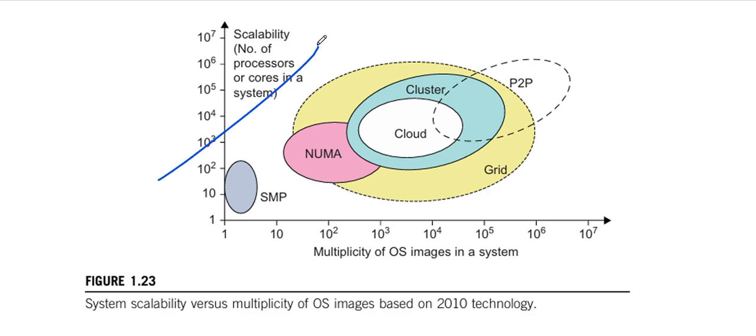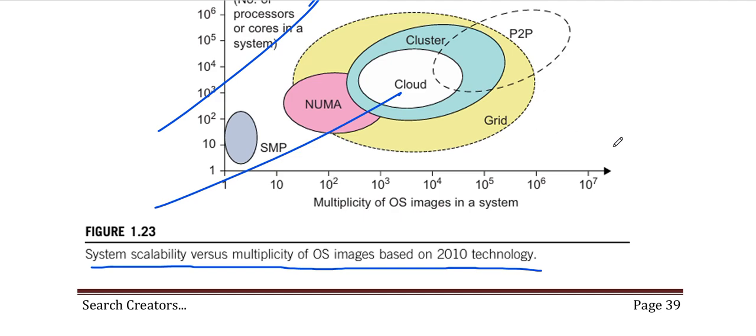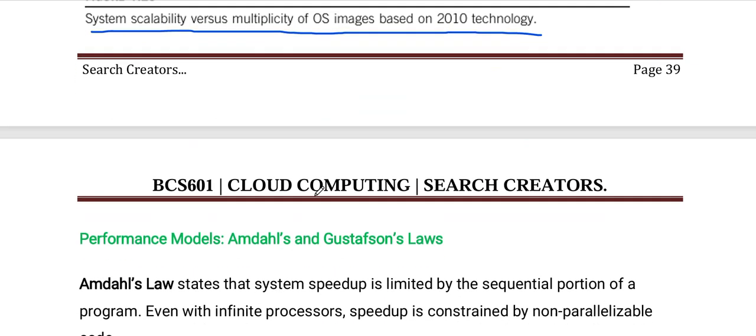Here is a diagram. This diagram represents system scalability versus multiplicity of OS images based on 2010 technology. You can go through this diagram.